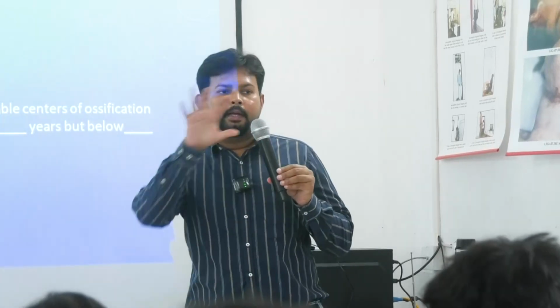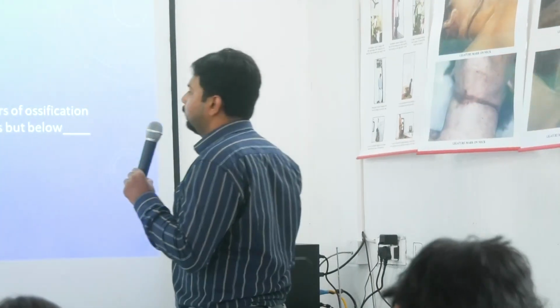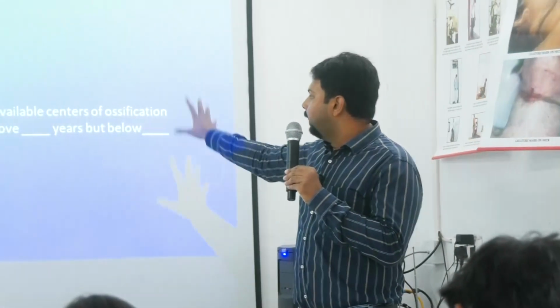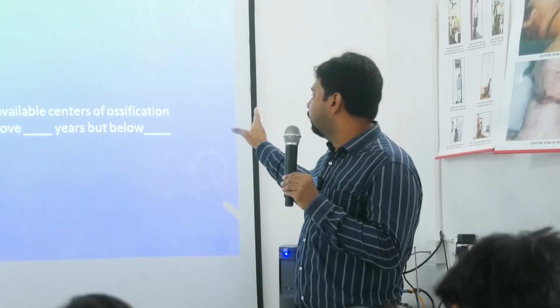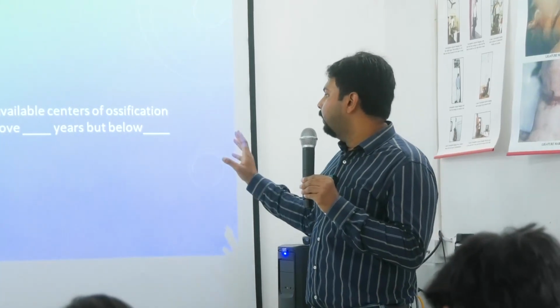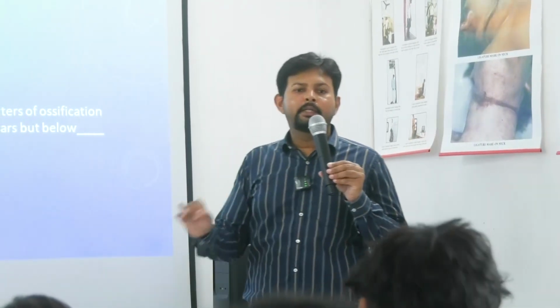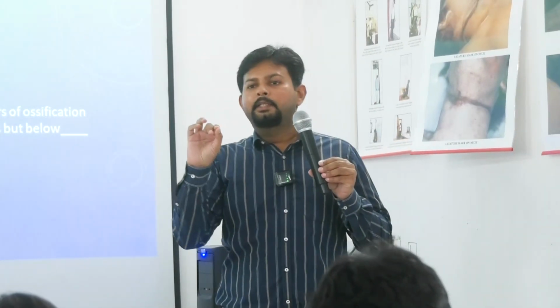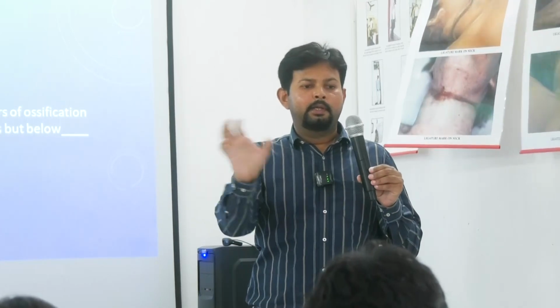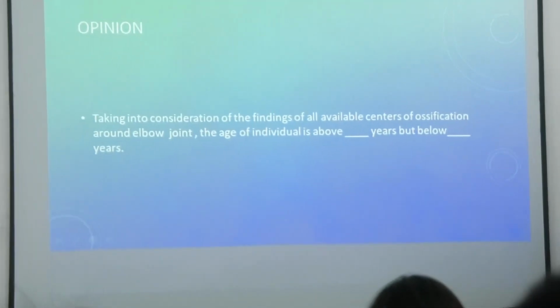So first comes the heading part, the X-ray finding part, and third is the opinion part. We have to write it like this only: taking into consideration the findings of the available centers of ossification around the elbow joint, the age of the individual is above eight and below eight years. The whole statement should be stated, not just the subject's age is this to this. You have to write all those things in your exams also. So it's better you note it down. Have you written it?